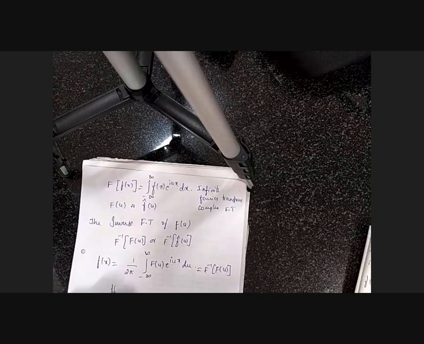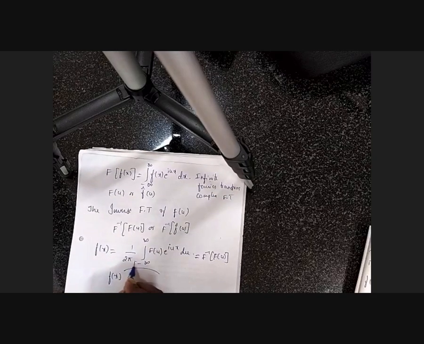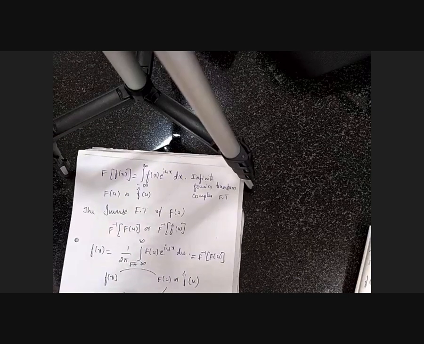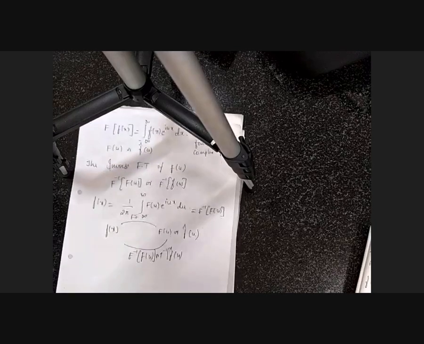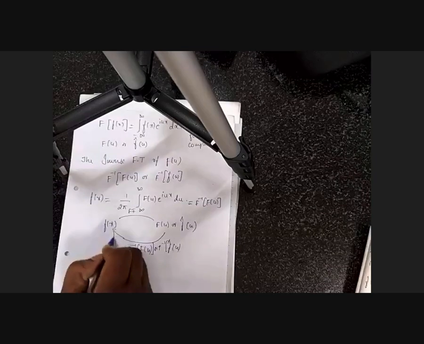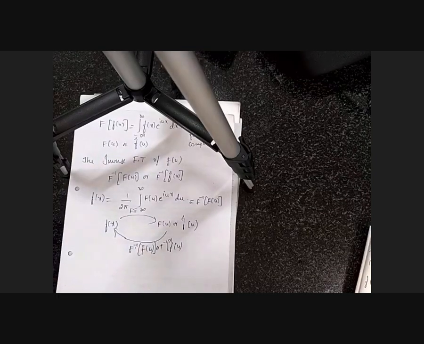We have a function f of x. If we apply the Fourier transform, we will get F of u or F cap of u. If we apply the inverse to this, F inverse of F cap of u, we'll get back this f of x only.